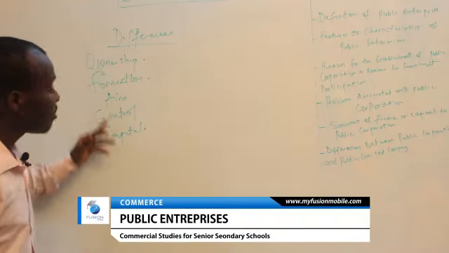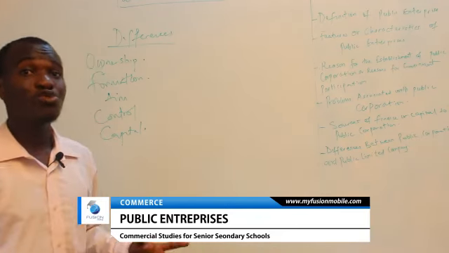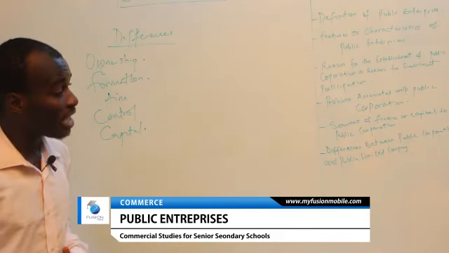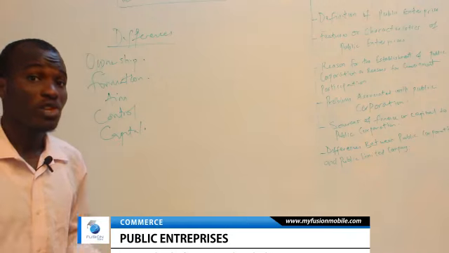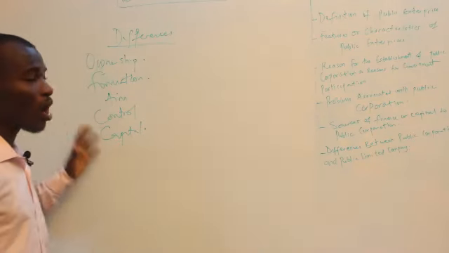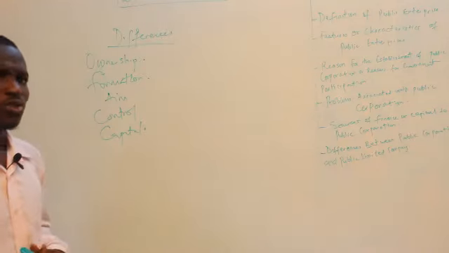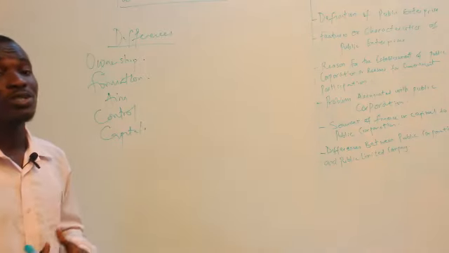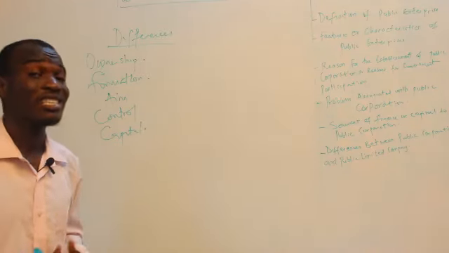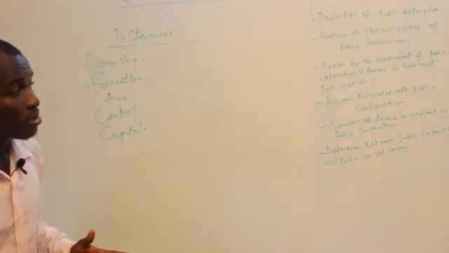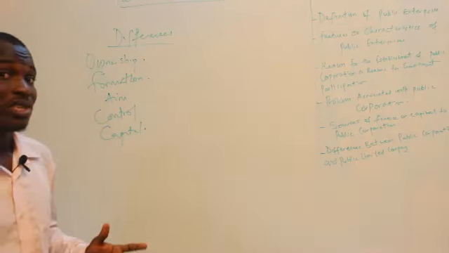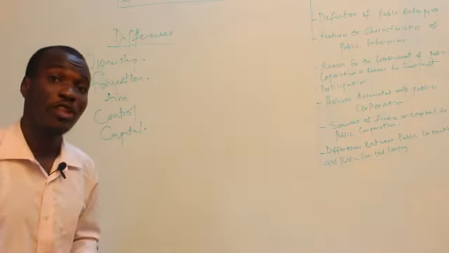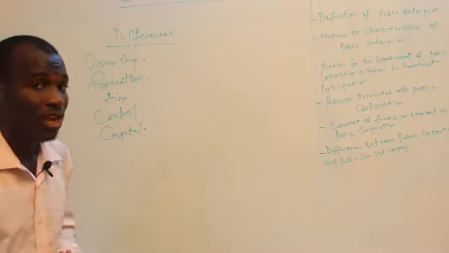So now the next thing is aim. The aim of public enterprises is to provide services at reduced cost to the people of the country, while the aim of a public limited company is to make profit for its shareholders. That is the major aim. Now, control. Public enterprises are usually controlled by the board of directors, usually appointed by the minister, that is the government. While the public limited company is also controlled by the board of directors, and they are usually appointed by the shareholders of the company.